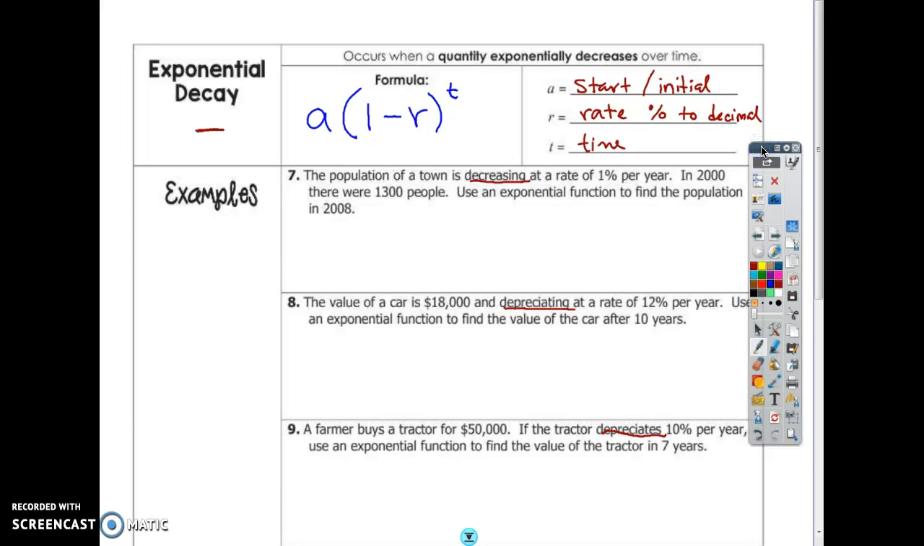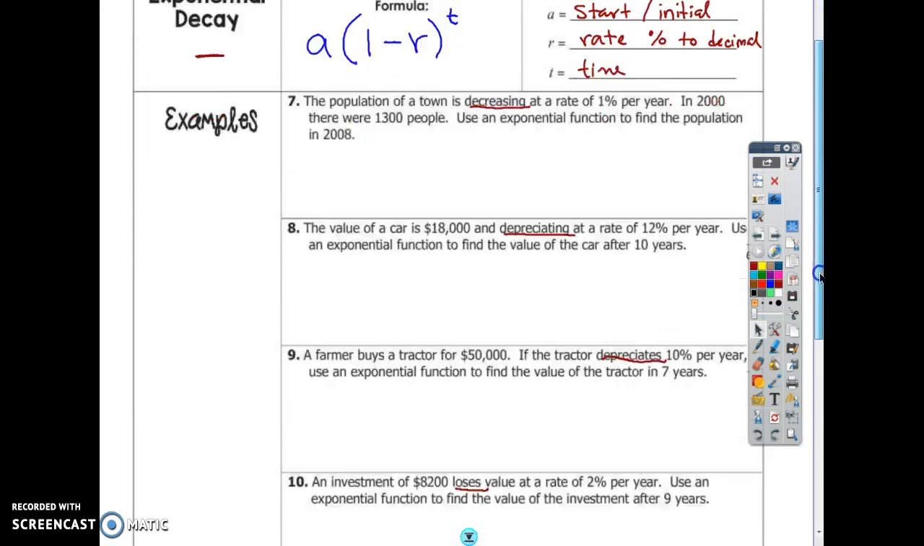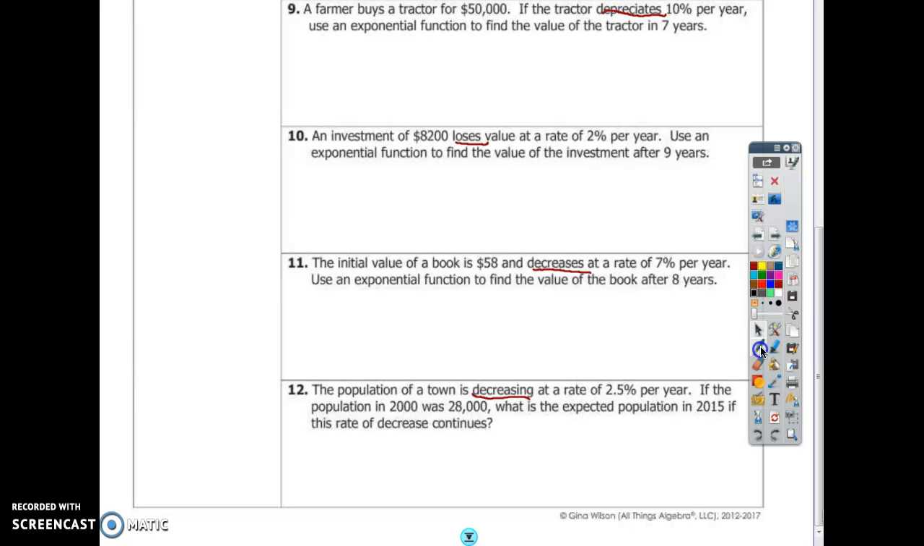All right, so for this one, the only one that I'm going to do with you is problem number 12, because that's talking about years again. So it says that the population of a town is decreasing at a rate of 2.25% per year. If the population in 2000, so this is when they started, was 28,000, let's write that down. 28,000 is what we start with. And it's decreasing, so I know it's 1 minus, right, something.